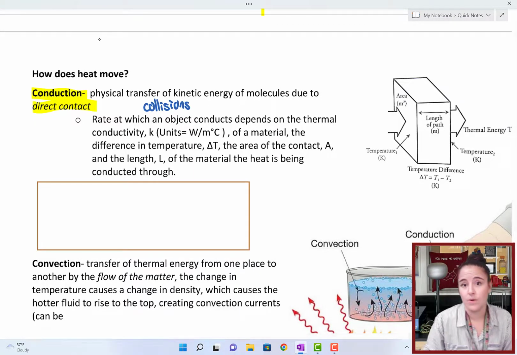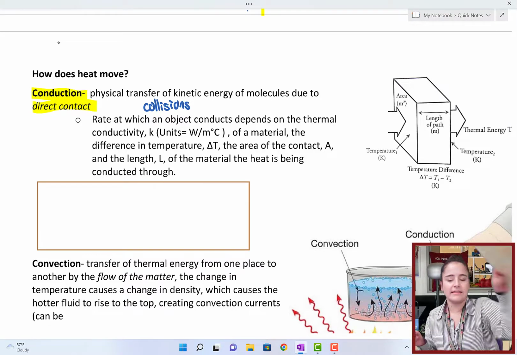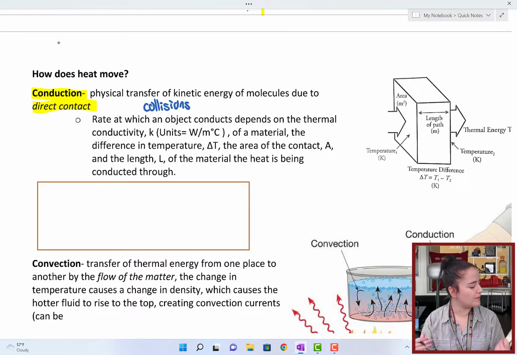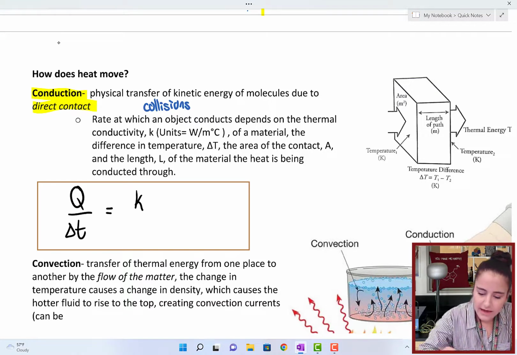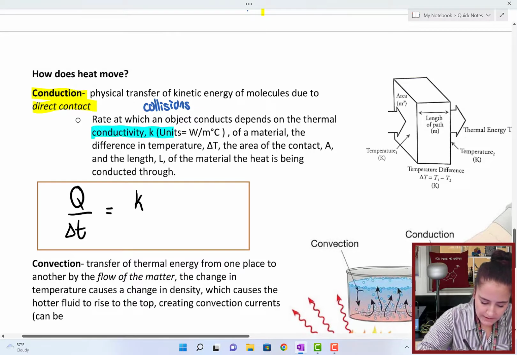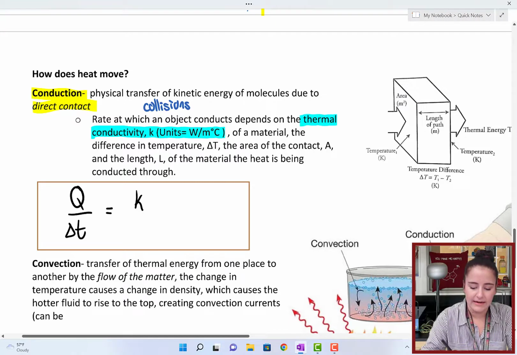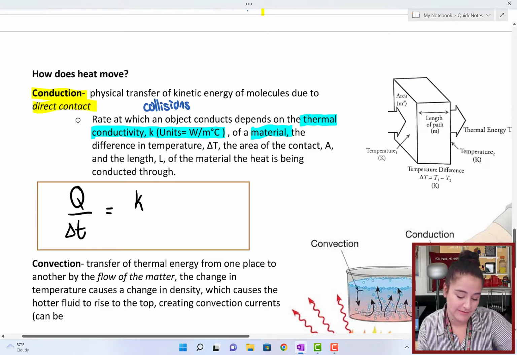Now, we will often talk about the rate that this happens. Conduction is the only one that we're actually going to do math with in this class. And it is our next equation. Next equation on your equation sheet, right under Bernoulli's principle. It is Q over delta T, so heat over some period of time, equals k. Now, k is the thermal conductivity constant. It is dependent on the material of the substance. Each material has its own thermal conductivity constant.